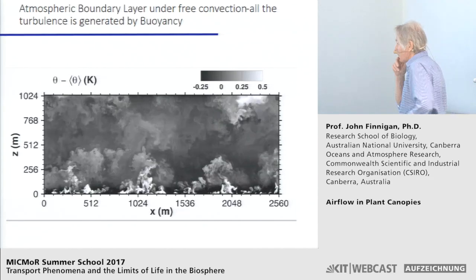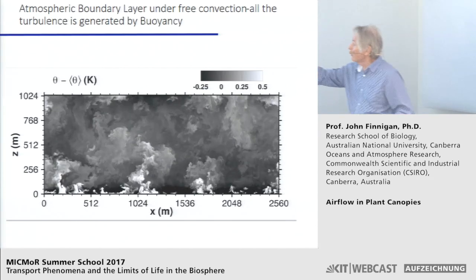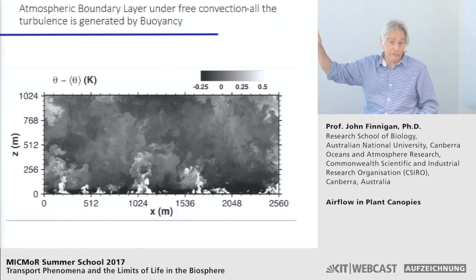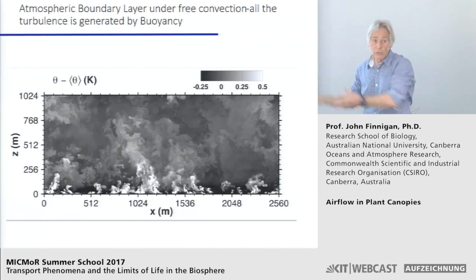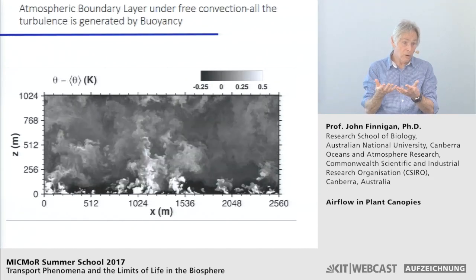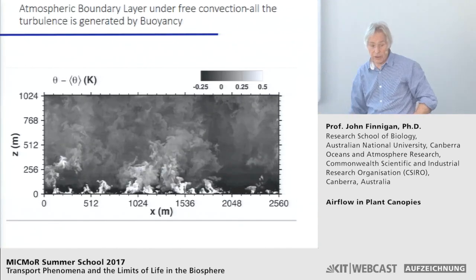So this is the other picture of the atmospheric boundary layer simulation by Ned Patton. And now we see that instead of the higher levels moving faster, the thing is still fully turbulent, but it's fully turbulent because buoyant plumes from the surface warmed by the sun are rising and cooler air is descending to replace it.